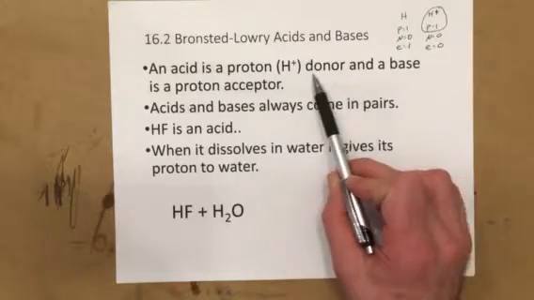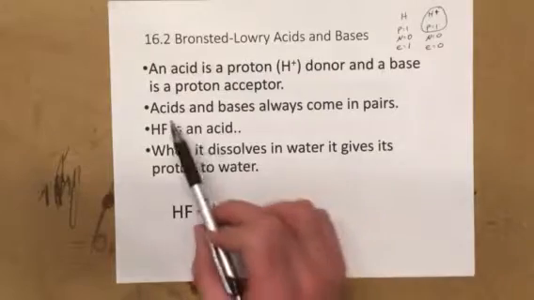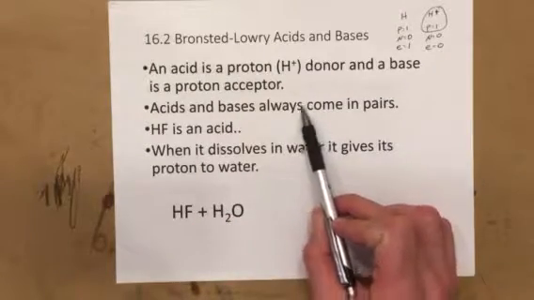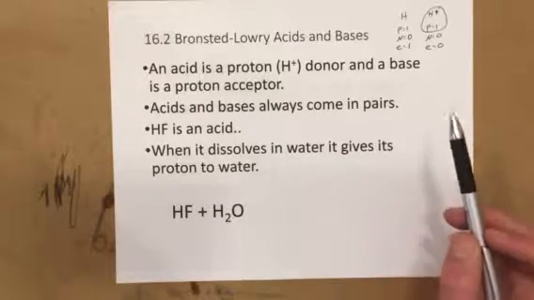The acid is the one that donates the proton, and the base is the one that accepts the proton. They always come in pairs, because if you have one thing losing the proton, something else has to be gaining it. It's not just going to disappear or appear.